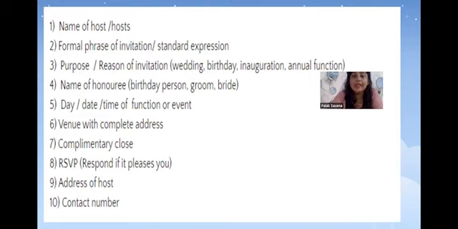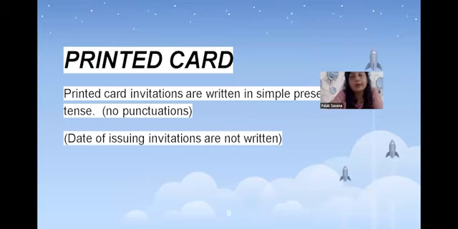When you have a dignitary or a special chief guest or a guest of honor, you're sending an invite to any of them, so you always mention RSVP. Address of the host, naturally, who is sending the invitation, the address has to be mentioned, and the contact number. Now for a printed card, you need to understand only 2 very, very important points.